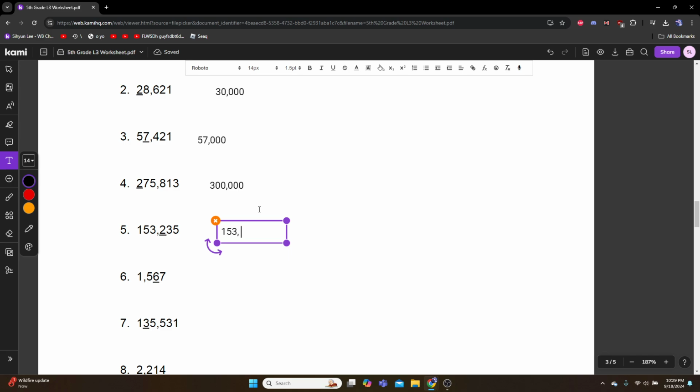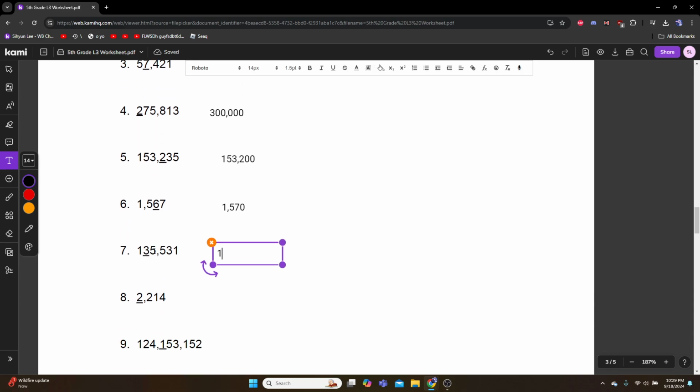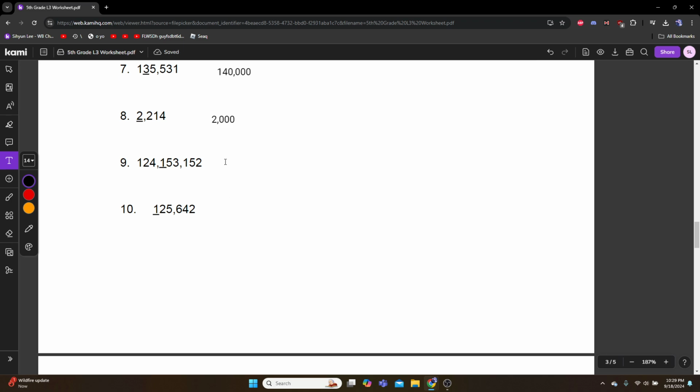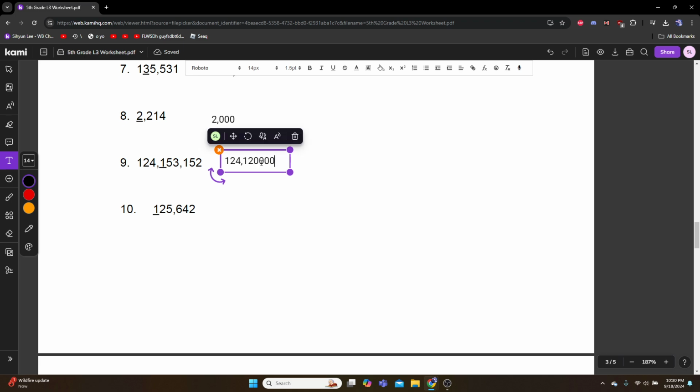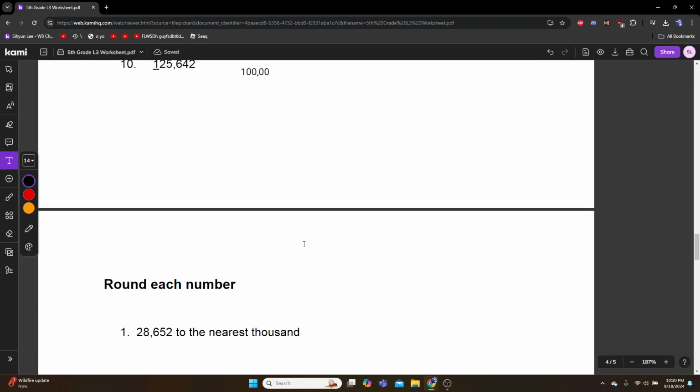less than or equal to 4, so 2, 0, 0. Same thing here. Copy that down, and then 7 is greater, so round up. Here, 5 is greater, so 5 is greater than 4, so round up. 2 is less than 4, so keep it. 9, copy it exactly, then 2 since it's 5. And then here we just round, keep it the same.